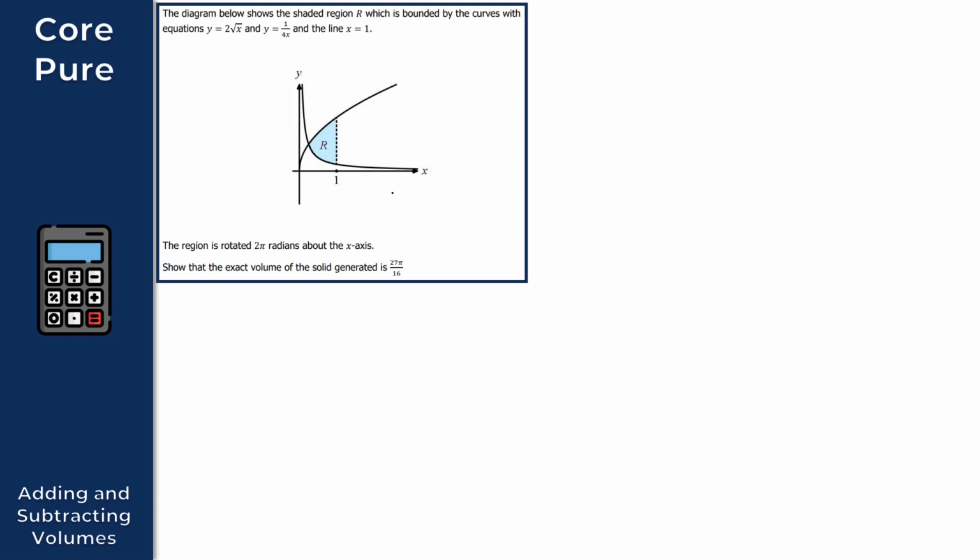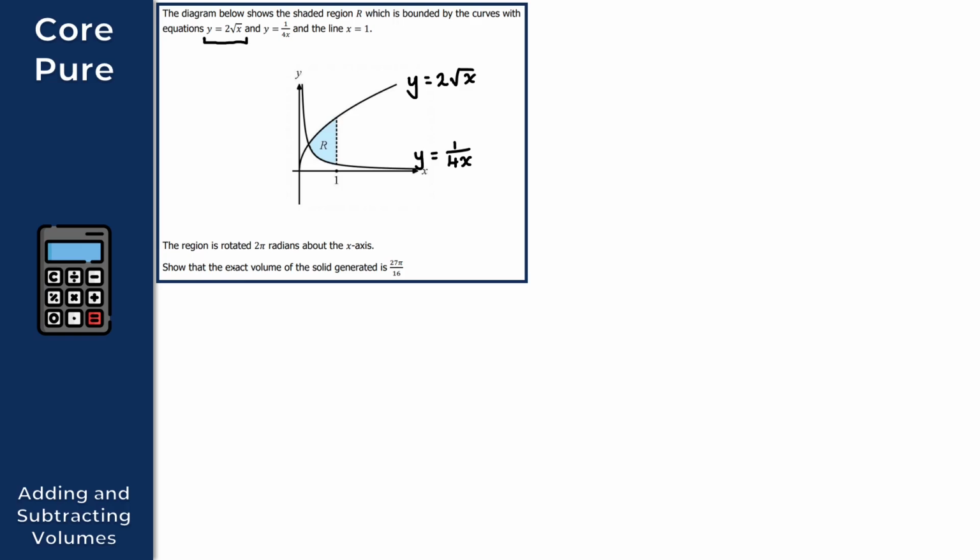So what do we have for this question here? Well, what I can see straight away is we have this diagram here. And this diagram shows the shaded region R, which is bounded by the curves with these given equations. So for my first equation, we have y equals 2 root x. That's this curve here. We also have y equals 1 over 4x. That's this curve here at the bottom. And we also have the line x equals 1. So that's this dotted line here.